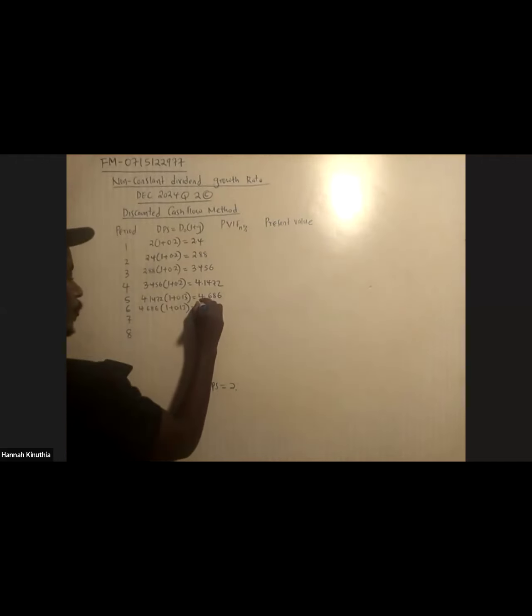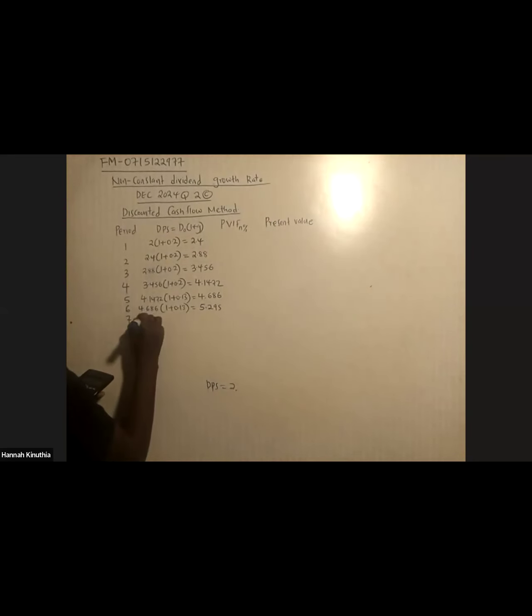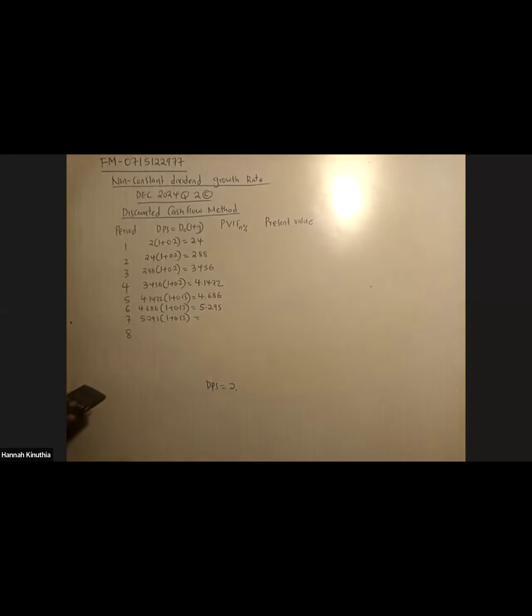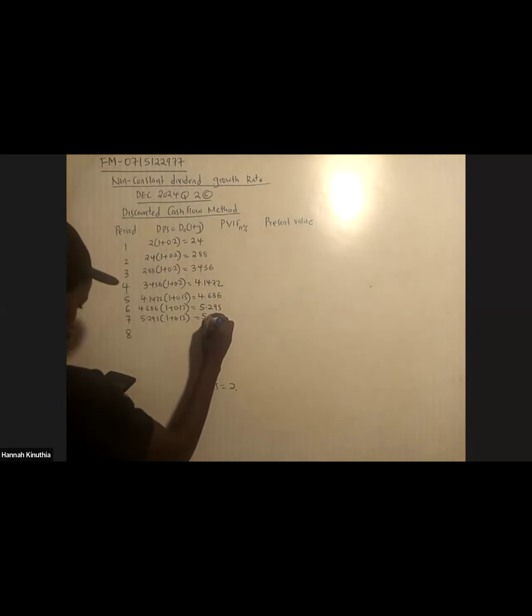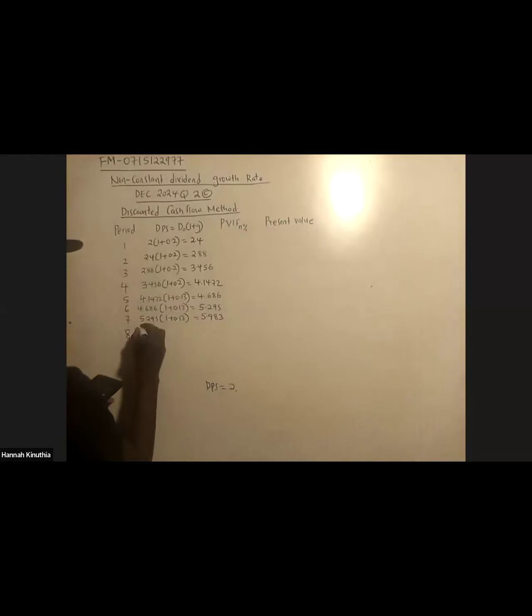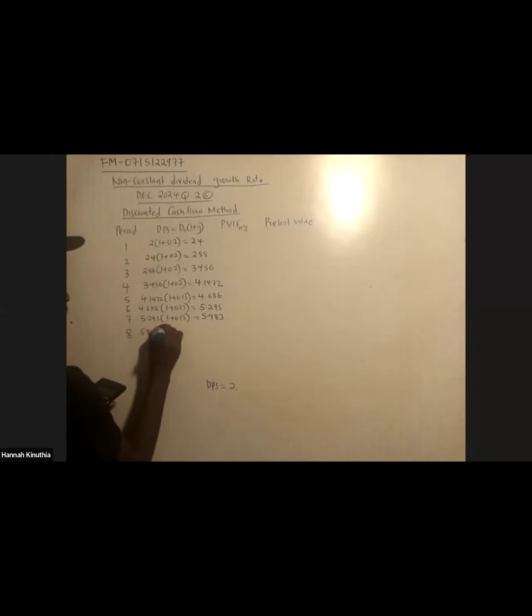It will be 5.295, then 5.295, still increasing at the rate of 13%. So 5.295 times 1 plus 0.13 will be equal to 5.983. Then 5.983 times 1 plus 0.13.